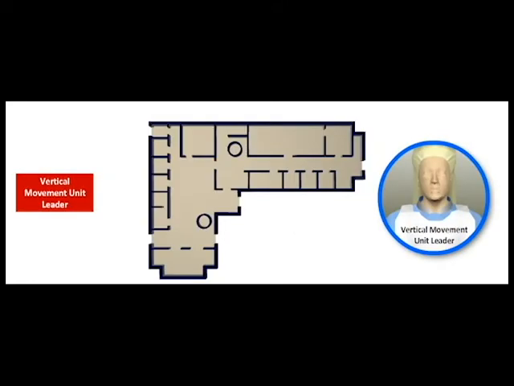The vertical movement unit leader is responsible for overseeing vertical movement teams that directly move patients from patient holding areas to a pre-designated loading area on the main floor. The vertical movement unit leader ensures continuity of care until the patient is turned over to a team leader in one of the 4 patient loading areas.